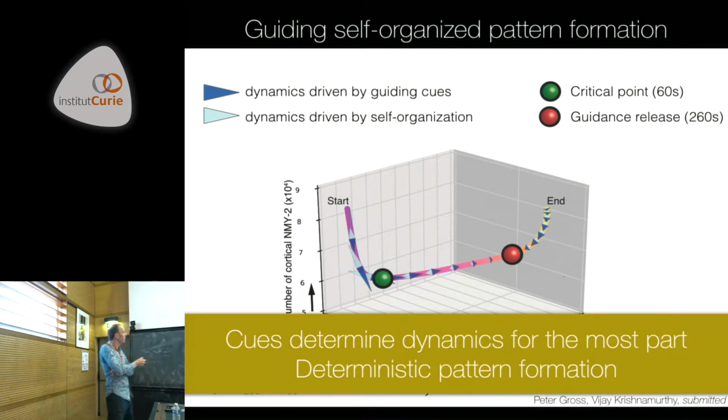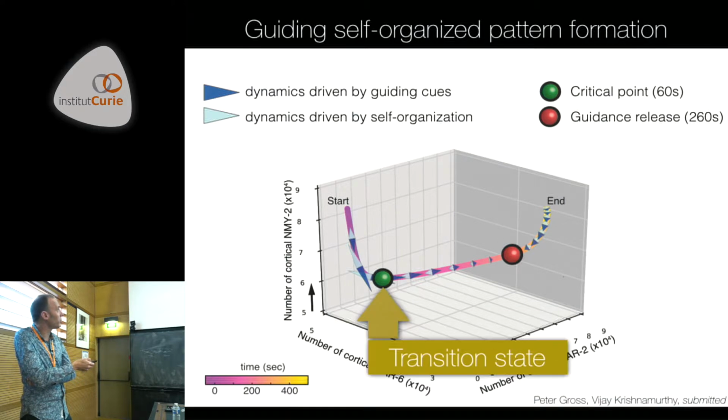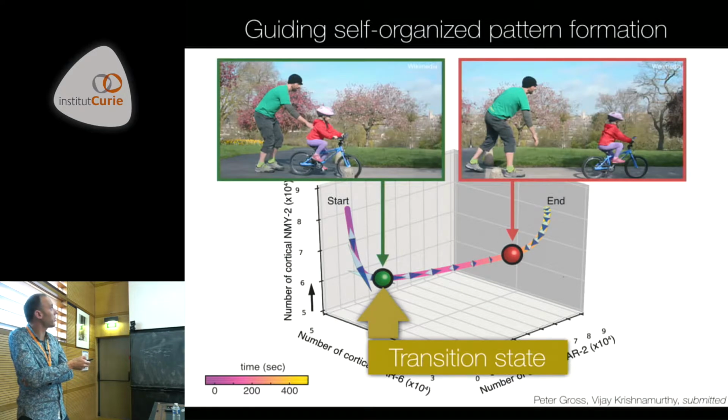And of course, what's nice to realize here is that the guidance release point is quite far beyond the critical point. So this is in essence the transition state, and of course it makes sense. I know from my own experience, if you teach your kids how to ride the bike, you really want to make sure you don't let go too early. So this system is really letting go far beyond the transition state, probably to confer robustness.